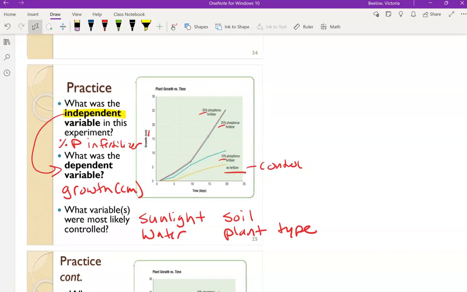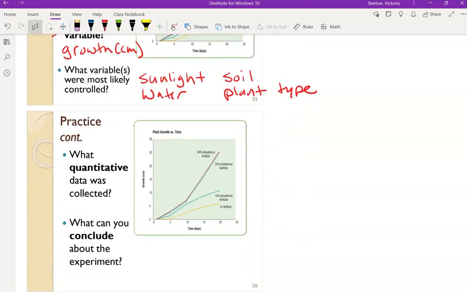So essentially, your experimental group was the plants that were getting the different amounts of phosphorus in the fertilizer. The control group would have been the plant that got no fertilizer. The independent variable, what we're testing, is the percent of the phosphorus in the fertilizer. And then the dependent variable, which we're measuring, is the plant growth. And then hopefully all of these things were kept the same throughout the experiment.